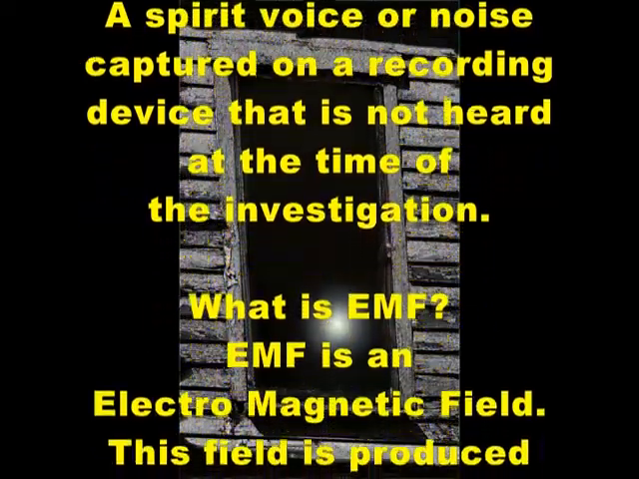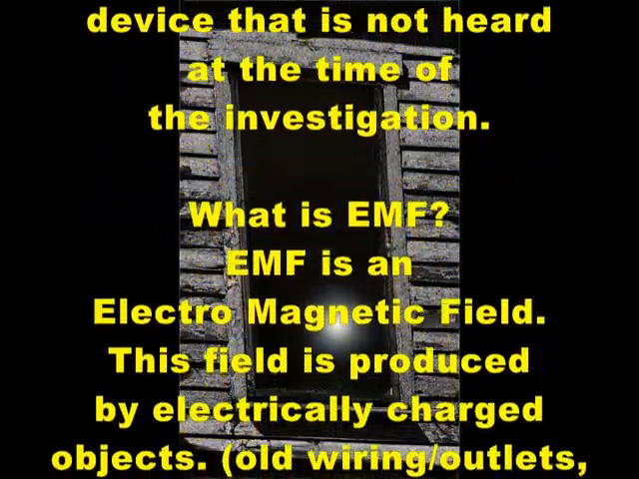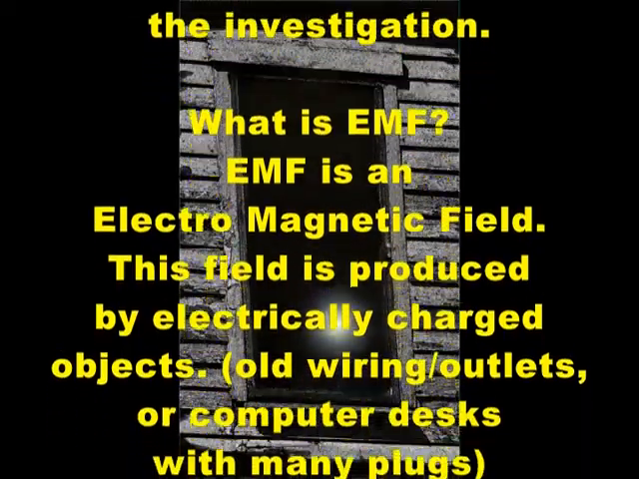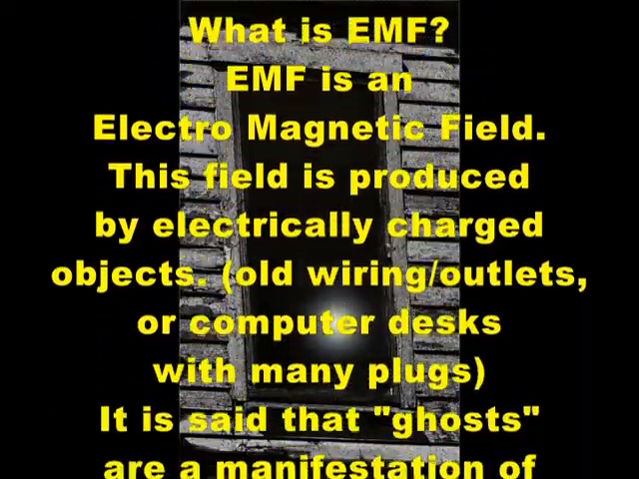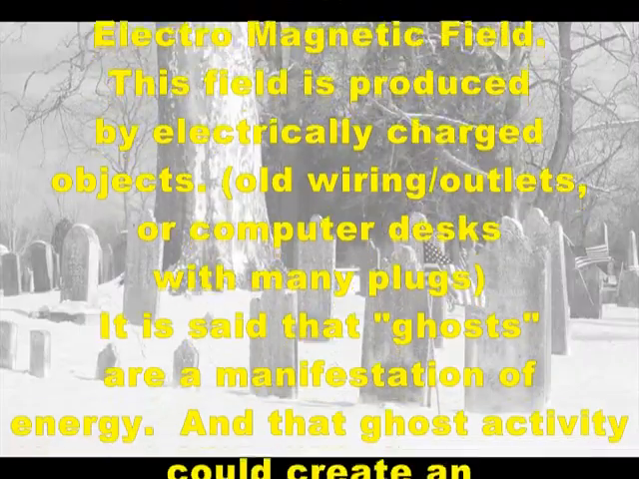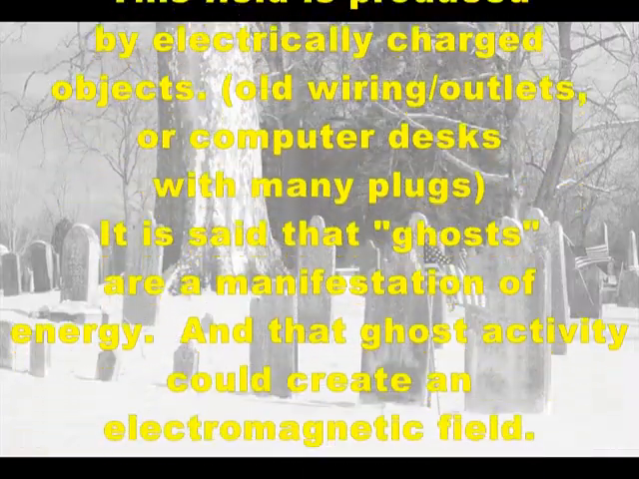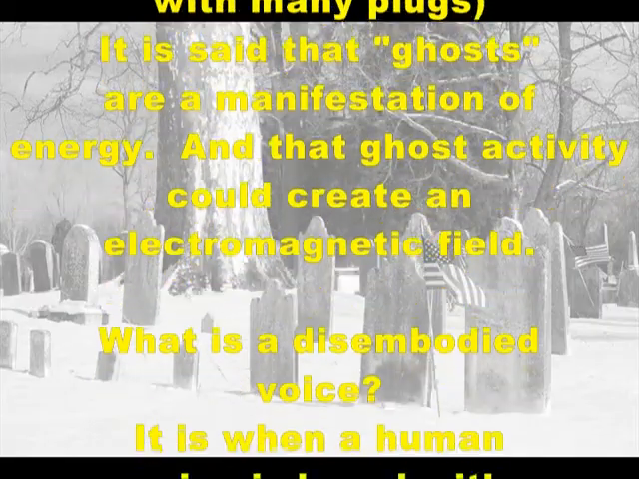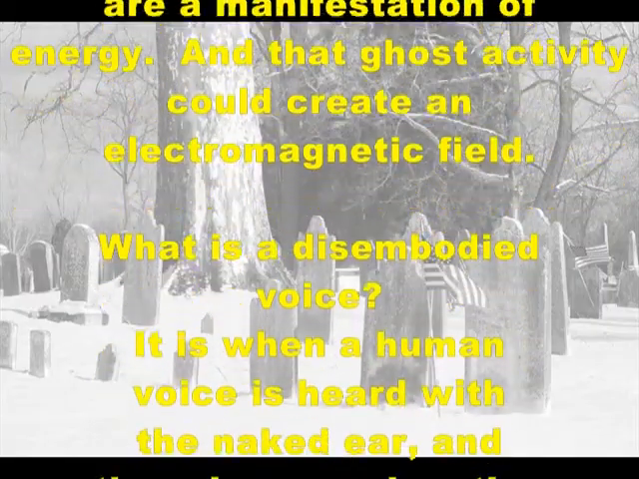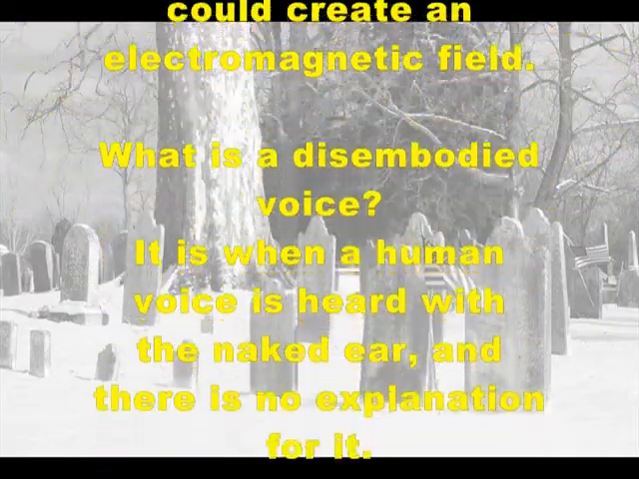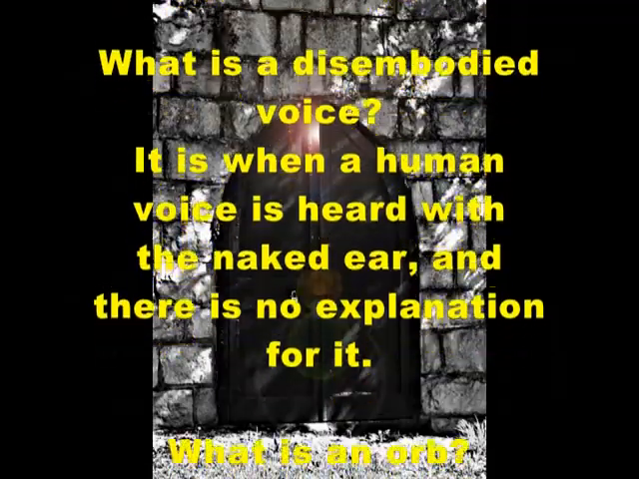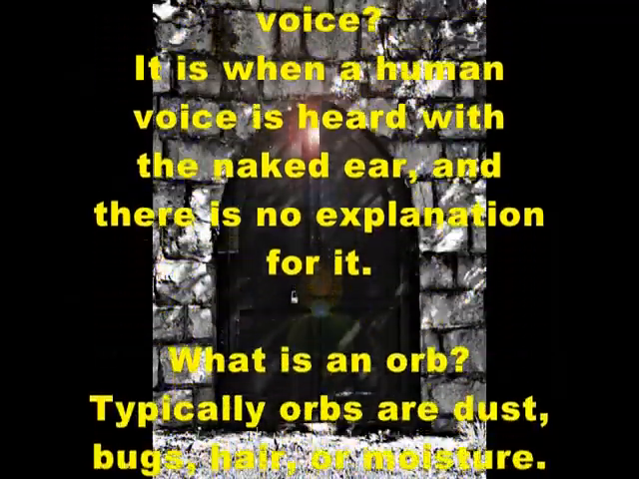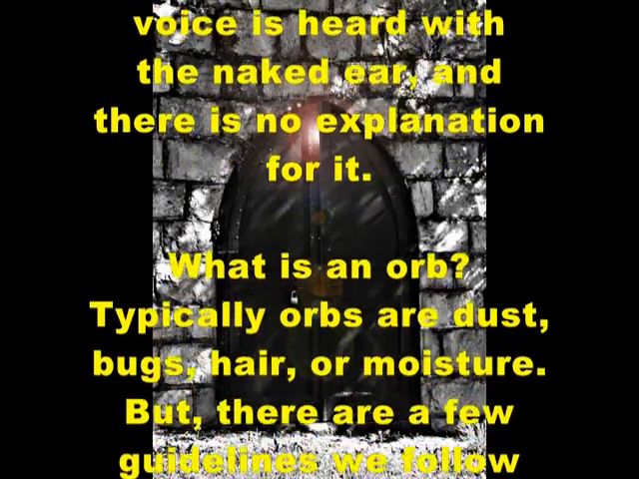What is an EMF? An EMF is an electromagnetic field. This field is produced by electrically charged objects, old wiring, outlets, or computer desks with many plugs. It is said that ghosts are a manifestation of energy, and that ghost activity could create an electromagnetic field. What is a disembodied voice? It is when a human voice is heard with the naked ear and there is no explanation for it.